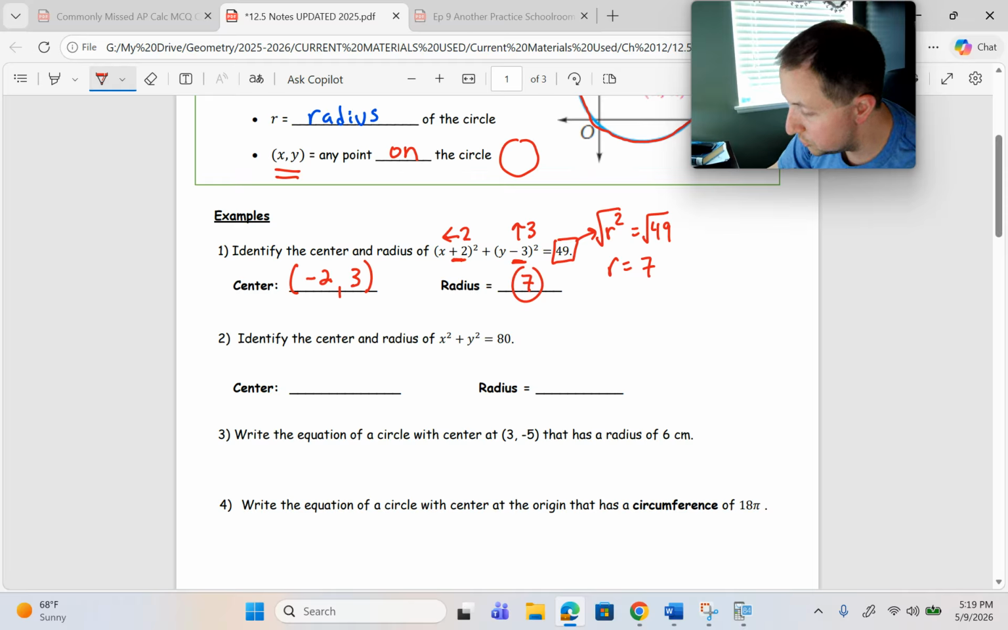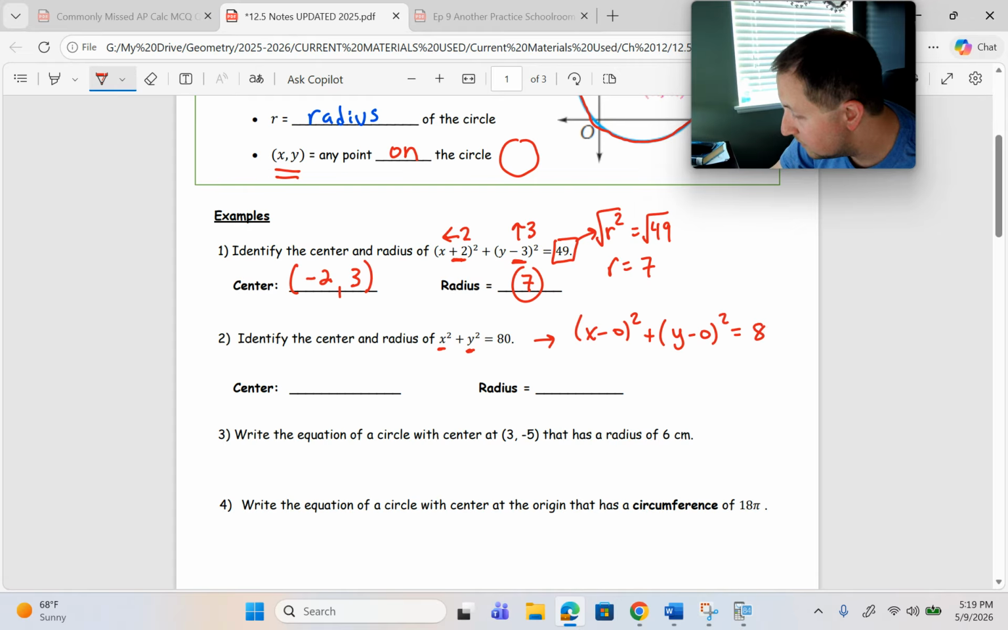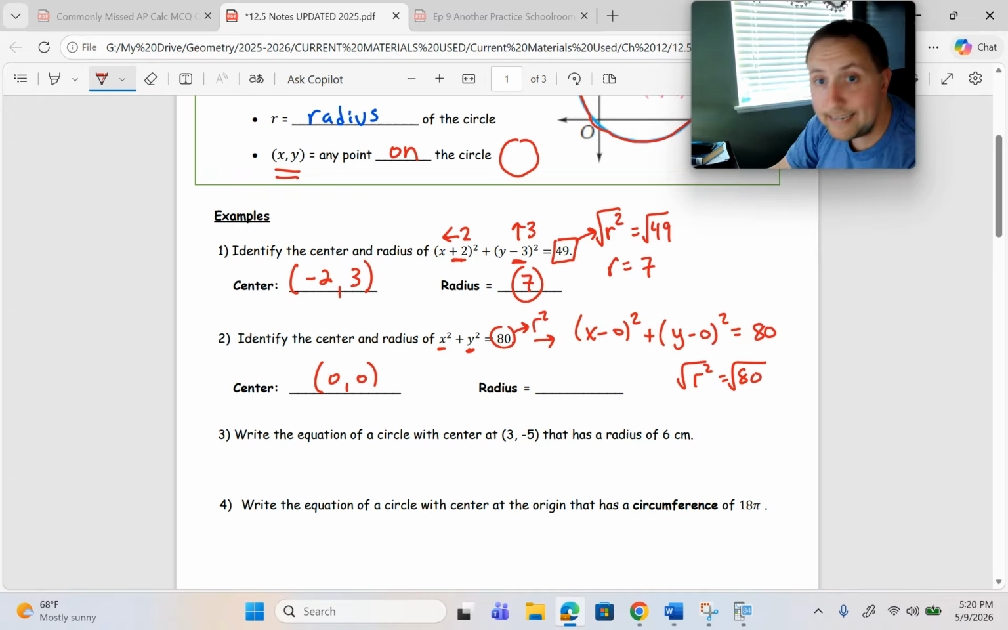Okay. Number 2, I don't see any parentheses for X or Y, which means it's just centered at 0, 0. You can almost think of this as X minus 0 squared plus Y minus 0 squared equals 80. They're typically never going to write X minus 0 because X minus 0 is just X. Same thing for Y. Okay, so if you don't see parentheses, the center, nice and simple, is right at the origin at 0, 0. The radius for this one, remember this is r squared. Well, if r squared is 80, and we square root both sides, 80 is not a perfect square. So we're going to put this one in simplest radical form.